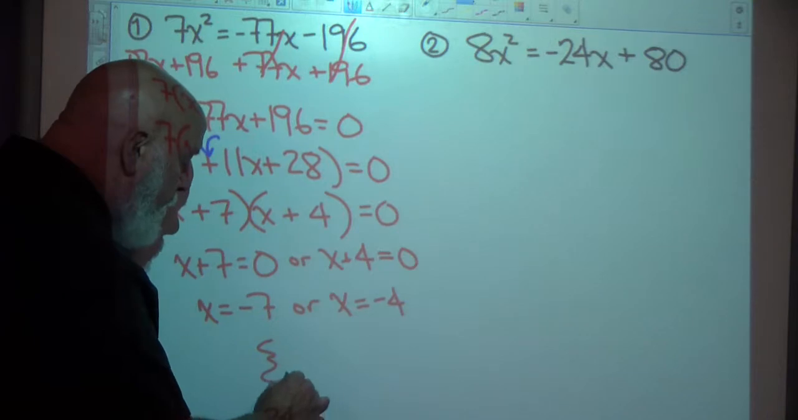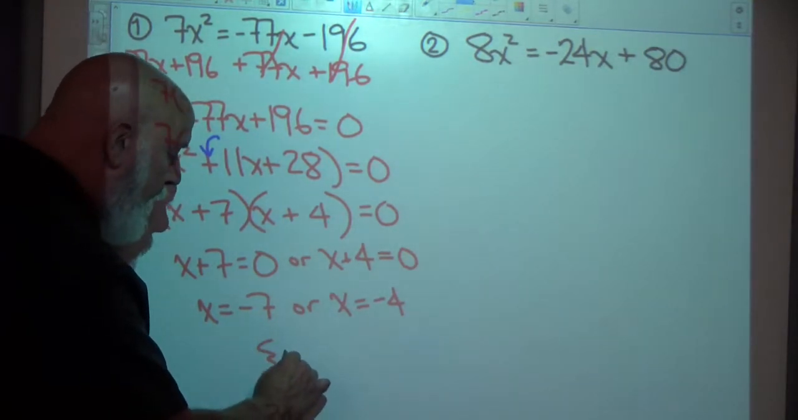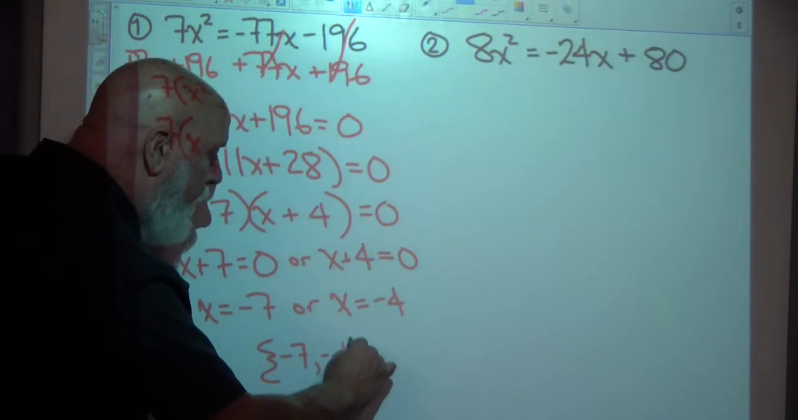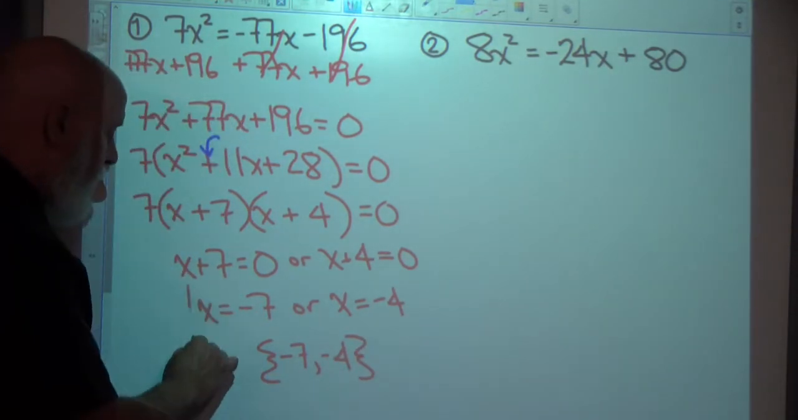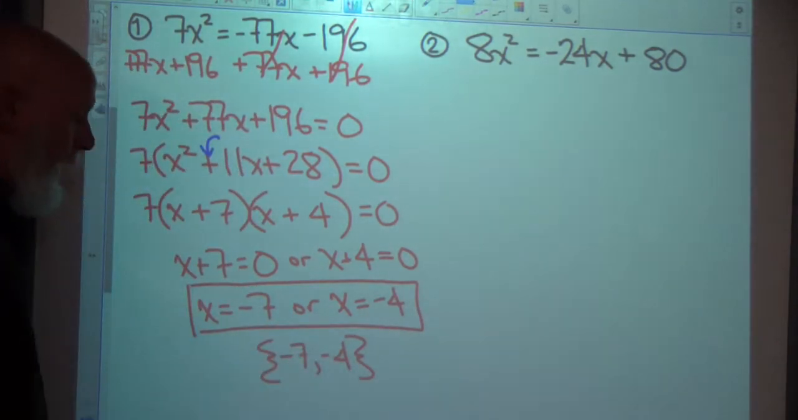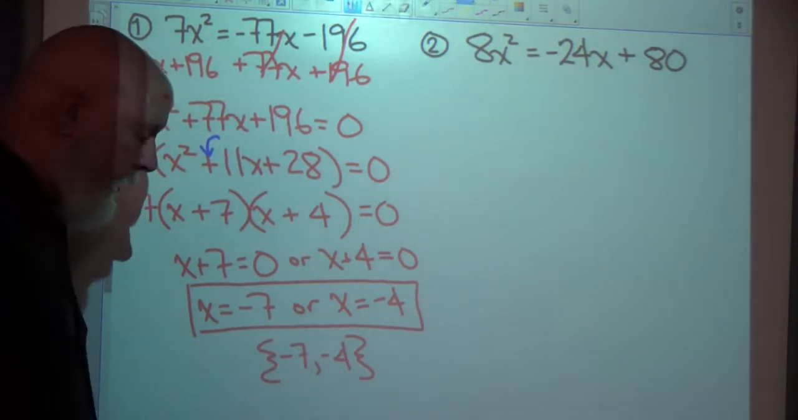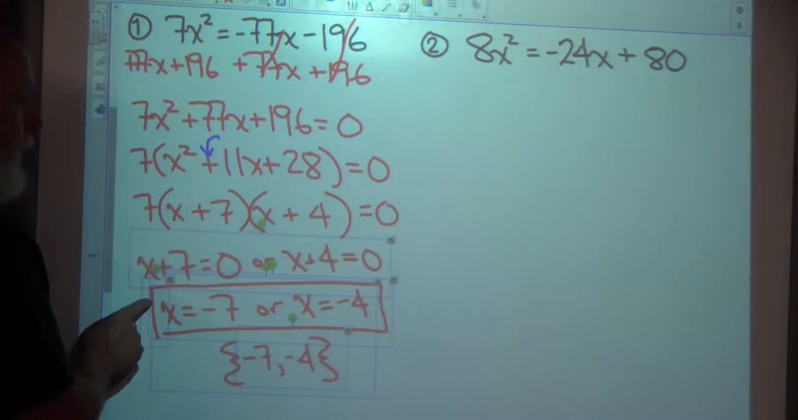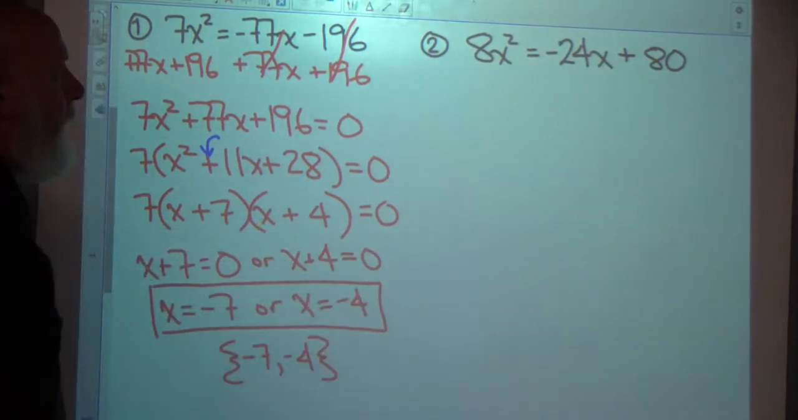And I could write my solutions like this. The set whose members are negative 7, negative 4. You'll see your answers written both ways, like this, or like that. Okay, let's take a look at another one. Let me get this stuff over here this way a little bit. Give myself some more room over there.